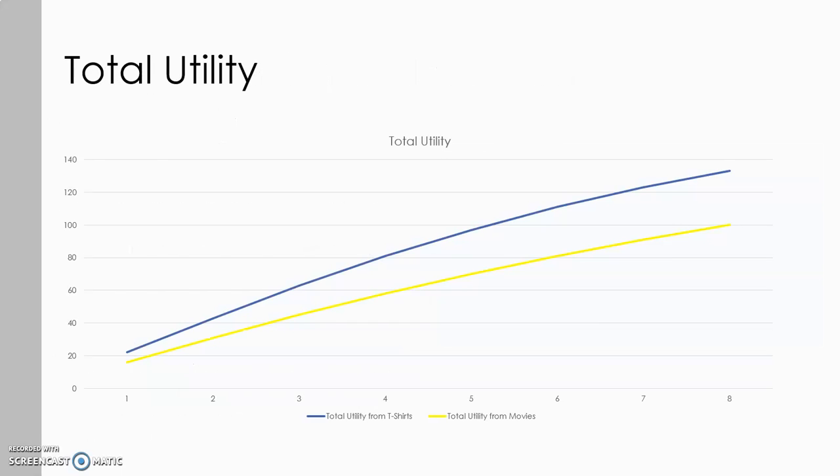Something to look at here: I graphed the total utility. You can see in blue, it's utility from t-shirts. In yellow, it's utility from movies. And both of them, if you lean back and squint a little bit, are not straight lines. They illustrate that little downward bending. If you don't believe me, hold a ruler or the side of your textbook up against the screen, and you can see that there is some concavity to each of these functions.